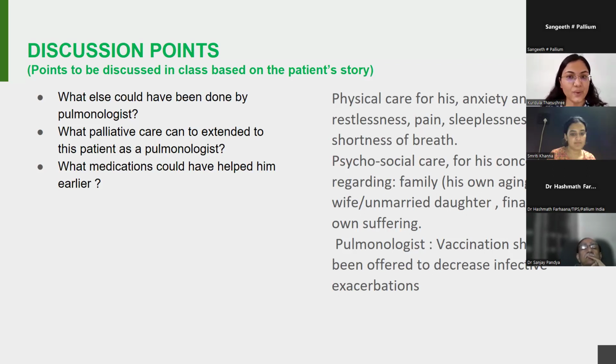Coming to the psychosocial care, the concerns regarding his family, aging mother, unmarried daughter, finances, and his own sufferings would have been better addressed. And physical care for his anxiety, restlessness, pain, sleeplessness, and shortness of breath should be addressed.